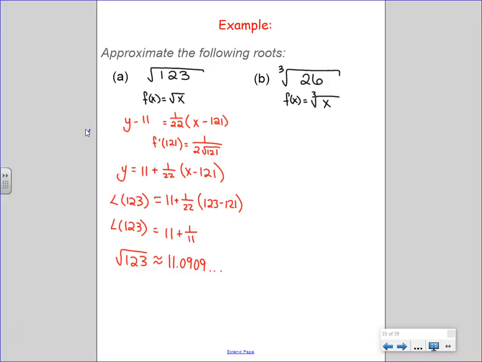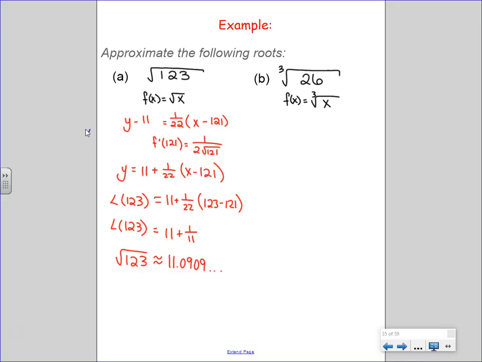Did you guys check it out? How close were we? 11.09053651. No way! Really? Isn't that cool? How do they find the exact value of a square root? Plug it into a calculator. We have to get more and more precise.